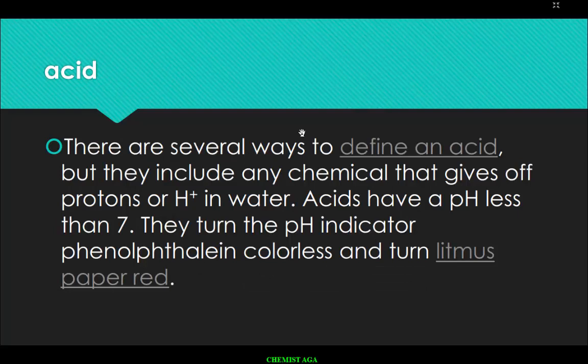Acid. There are several ways to define an acid, but they include any chemical that gives off protons or H+ in water. Acids have a pH less than 7. They turn the pH indicator phenolphthalein colorless and turn litmus paper red.